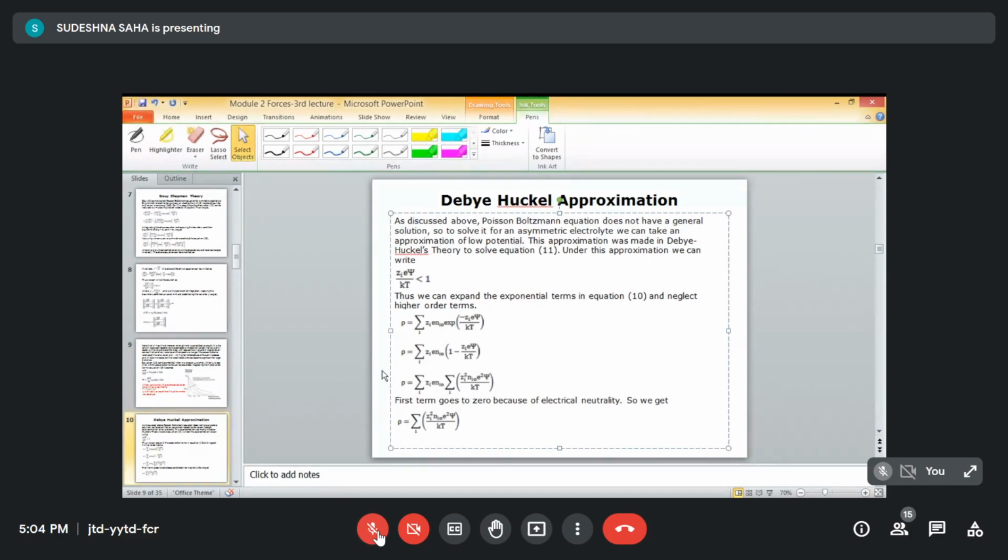Okay, so these are just the assumptions they have made, and they have gone for this kind of charge density equation, and the first term over here goes to 0 because it is electrically neutral in nature, so this term will be equals to 0, so this will be minus. So sorry.